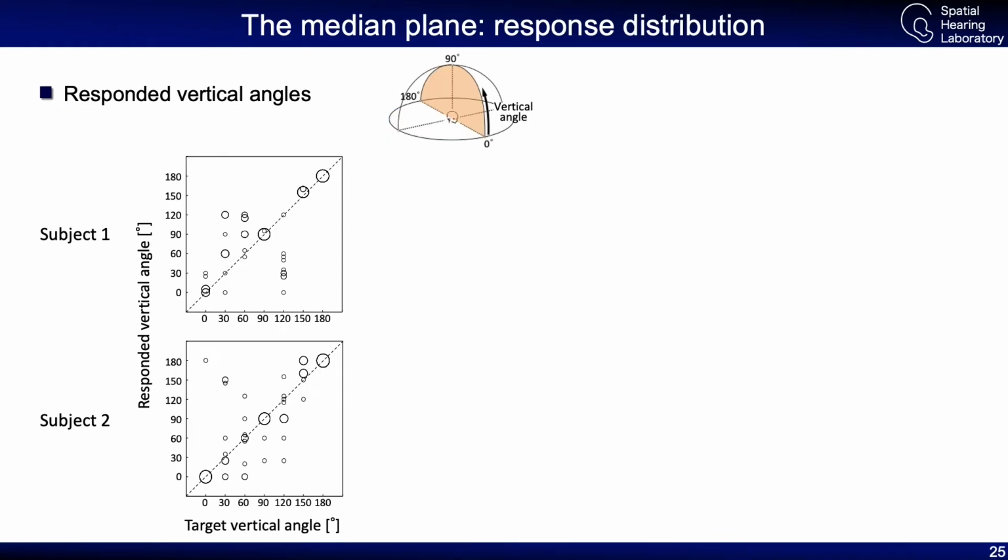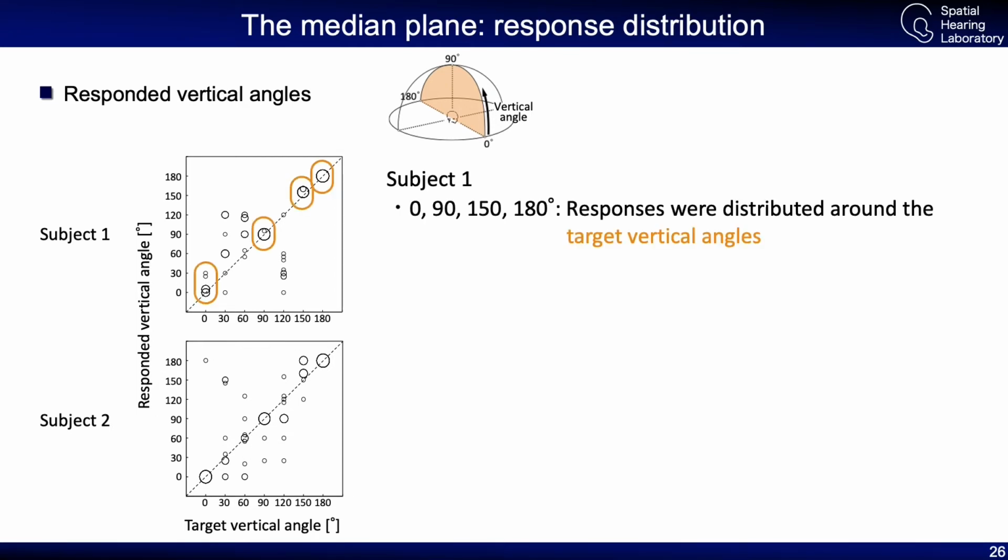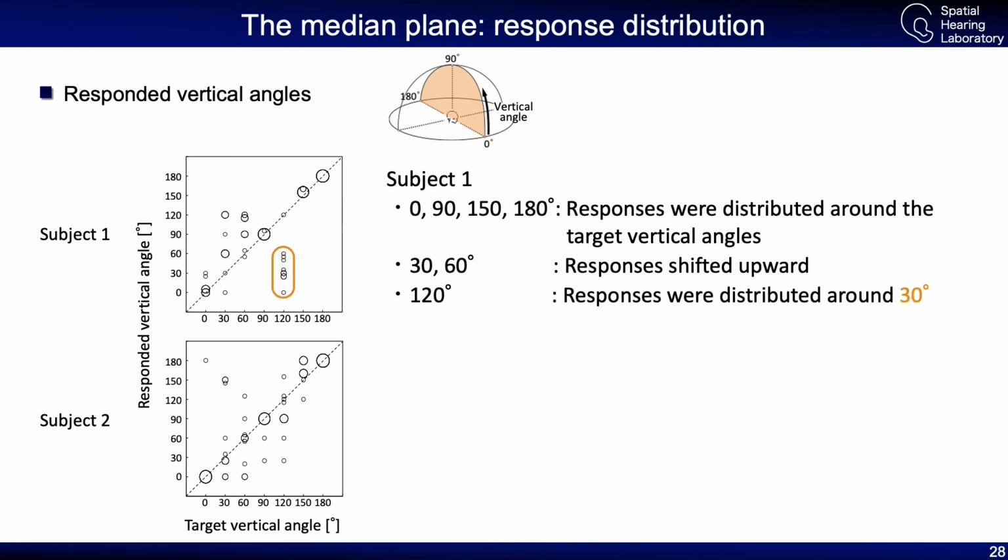These figures show the responded vertical angles to the individualized HRTF in the median plane. For subject 1, the responses were distributed around the target vertical angles for the target azimuth angles of 0, 90, 150, and 180 degree. However, the responses tended to shift upward for target vertical angles of 30 and 60 degree. For the target vertical angle of 120 degree, the responses were distributed around 30 degree.